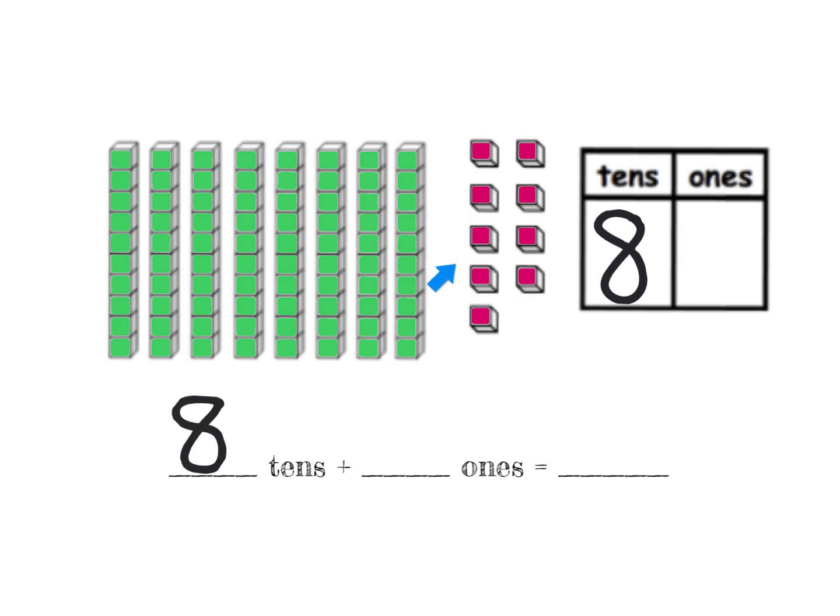As you can see in this area, we have ones. There are 1, 2, 3, 4, 5, 6, 7, 8, 9 ones. That answer will go here and here. Now you will take these and you will add them together. 8 tens plus 9 ones equals 89.